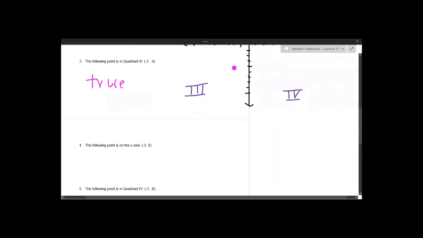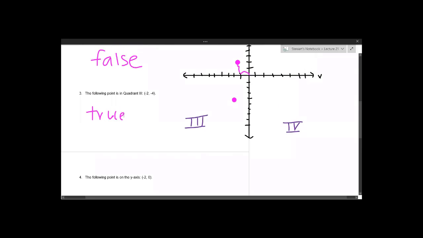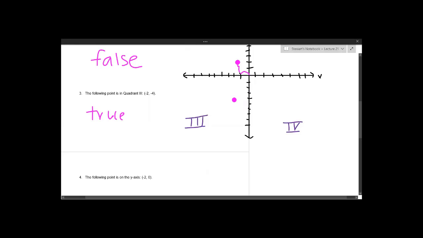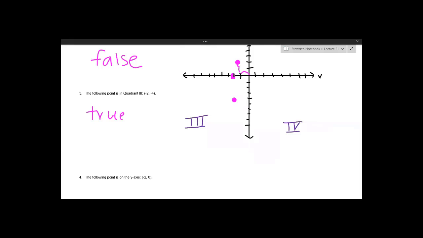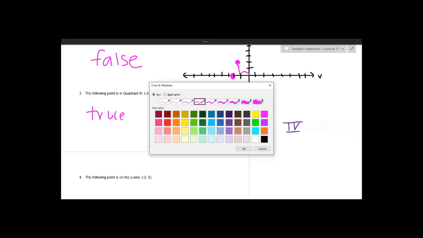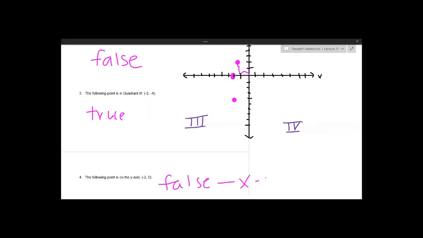Okay, for number 4, the following point is on the y-axis, (-2, 0). Well, in terms of this one, (-2, 0), -2 is an x value, because that's what we start with. We go to the left 2 and then up 0. So it would actually be on the x-axis. So this one is false. It'd be on the x-axis.